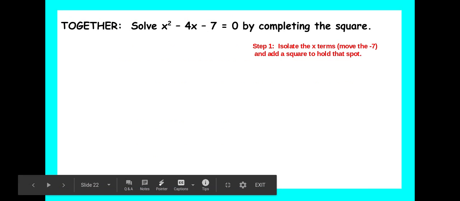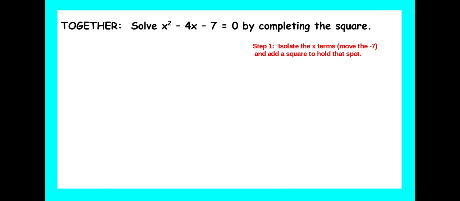So it says here, together we're going to solve x squared minus 4x minus 7 equals 0 by completing the square. Step 1 says isolate the x terms, which means move the -7, and then we're going to add a square to hold its spot. To move the -7, we're going to add 7 to both sides. We're going to keep that spot open where the 7 was, and we're going to put the 7 onto the other side, just like so. Pause the video, make sure you get this down.